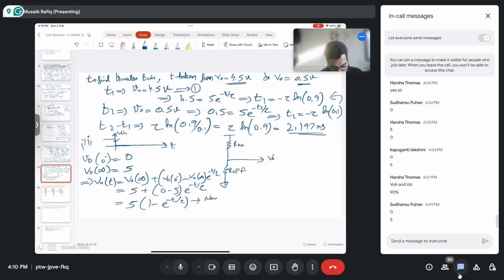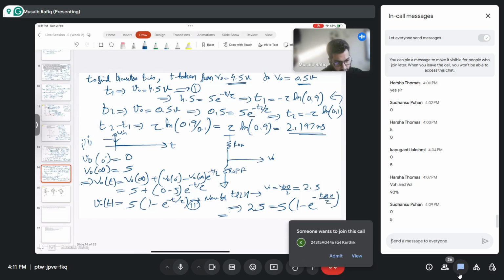Now for propagation delay Tp low to high, I'll have V0 equal to VDD by 2, that is equal to 2.5. I'll plug this value in equation 2 now. V0 of t equal to 5 times 1 minus e raised power minus t by tau. So 2.5 is equal to 5 times 1 minus e raised power minus Tp low to high divided by tau.